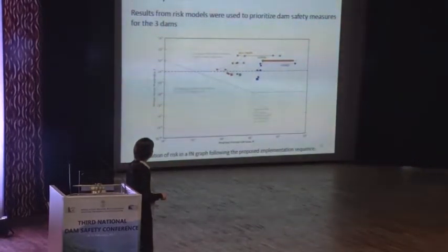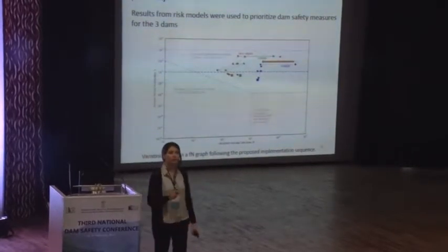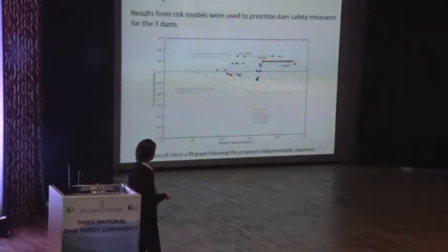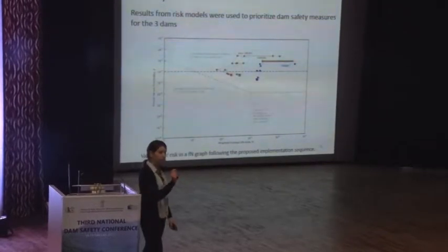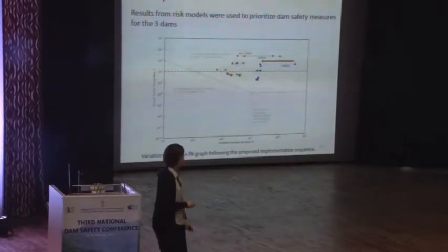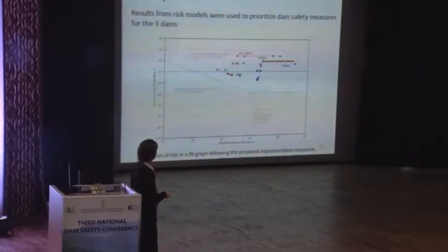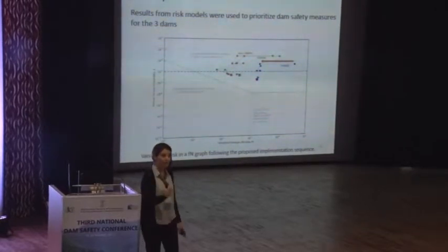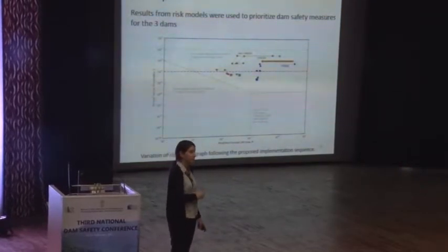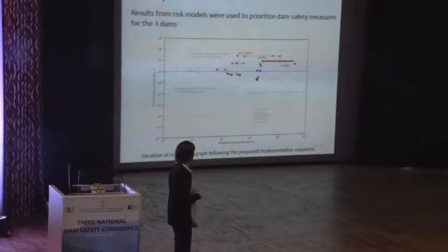Then also we were willing to check the impact, for example, of implementing emergency action plans. So then for Fierce Dam, we got that this is the current situation, and if the dot moves left, then it means that we are reducing societal risk. And then we found also the optimal sequence of measures for all 3 dams. And also we were able to demonstrate the benefits of implementing emergency action plans for these 3 dams in Albania.